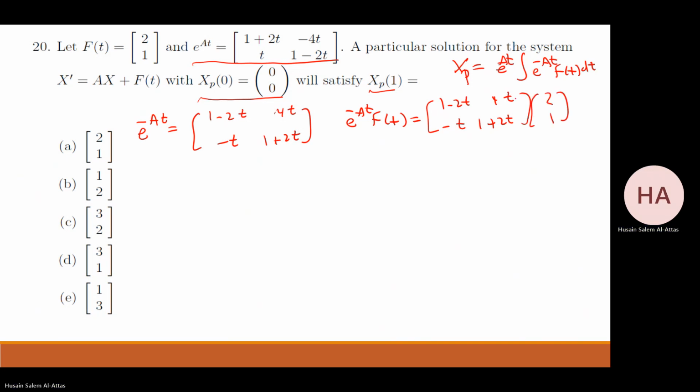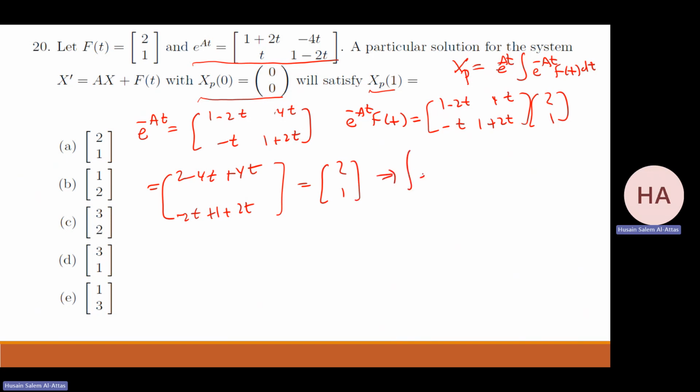2 and 1. That will be what? 2 minus 4t plus 4t. Nice. Yeah, it is 2 minus 4t plus 4t. Okay, and that is minus 2t plus 1 plus 2t. Nice. That will be 2, 1. So it's the integral of this. As I said, usually in the exam, the calculation will be easier. 2t and t. Yeah, I can write plus c and use this, where all of these c's as a constant of integration will be gone.